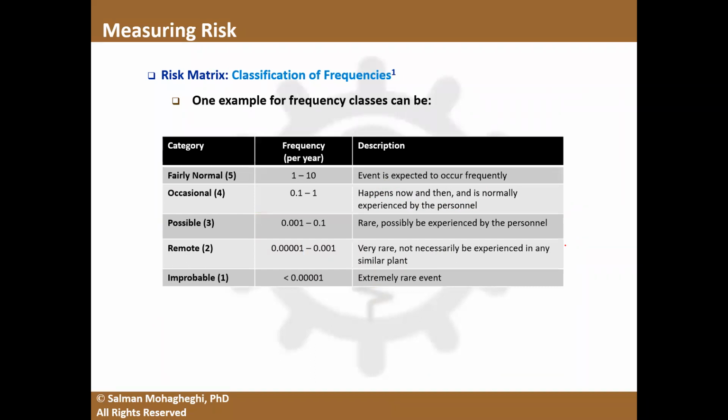There are some guidelines in order for you to decide on some of those definitions in the previous slide. So for example, one example of how you can define frequency is provided here. So improbable, for example, less than 10 to the power of -5 events per year. And then you would increase it until fairly normal, which would be between 1 to 10 events per year. So that would be an event that is very, very rare. And this is an event that is expected to occur very often. And then other events would be in between.